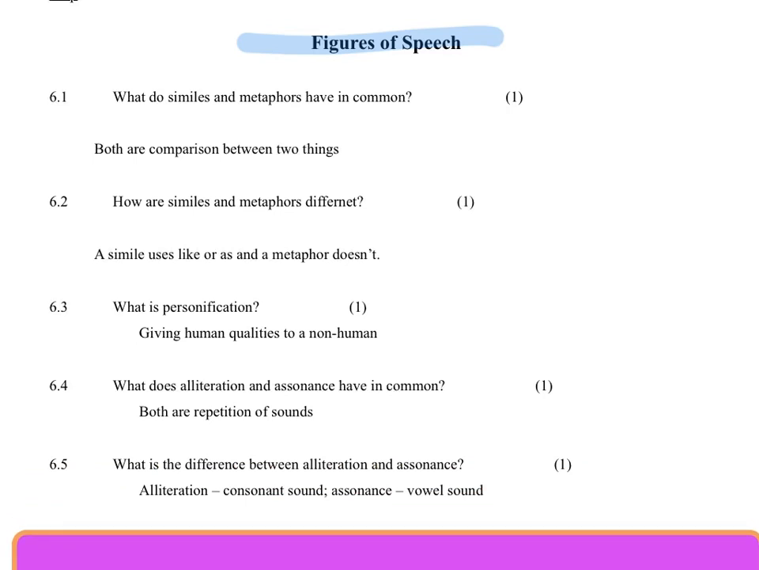So metaphor and simile have to have the word comparison. One has like or as, the other doesn't, and you have to say which. Personification is giving human qualities to a non-human. These are just straight definitions. Alliteration and assonance are both repetition, and they're repetition of sounds, that's very specific. You can't just say repetition of letters, sounds. Then alliteration is a consonant sound, and assonance is a vowel sound repeated. So very, very important, that word repetition, that word sound.